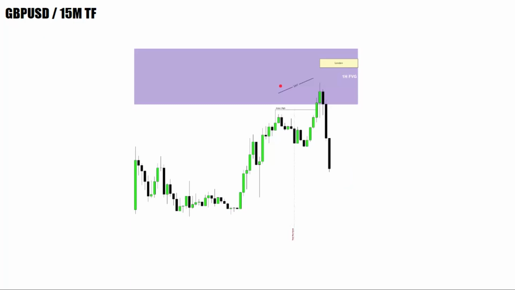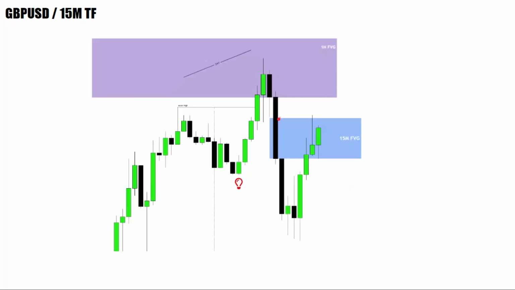I'm going to be showing you how to identify, how to be confident that price is going to respect your profile, using SMT divergence, using multiple symbols or instruments to verify this.